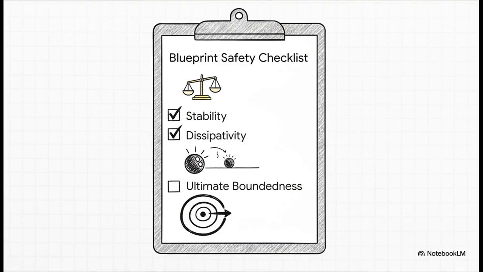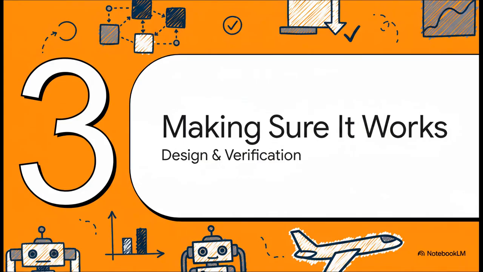So what we're really talking about here is a kind of formal safety checklist. We can use the math to prove things like, will the system stay within safe limits? Does it naturally lose energy instead of building it up to dangerous levels? It's all about guaranteeing right from the start that the design is solid and won't just collapse under pressure. But being safe and stable is only half the story, right? It's great if your skyscraper doesn't fall down, but what if the elevators don't work? The system also has to actually do its job.